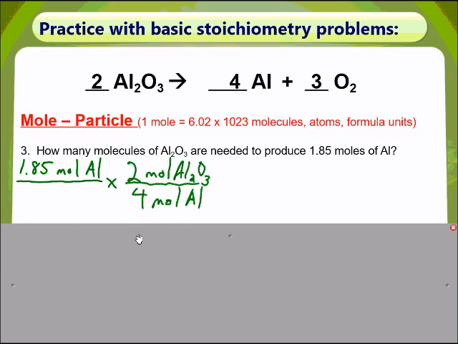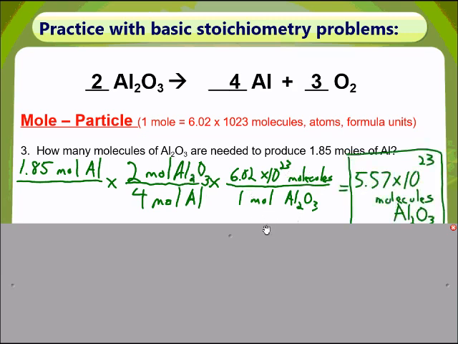So moles of aluminum goes on bottom because that's what we started with. Moles of aluminum oxide on top. We fill in the 2 from here and the 4 goes here. Step 2 is complete. Now, they did ask for molecules of aluminum oxide, so step 3 is necessary. We're going to convert from moles of aluminum oxide to molecules. That means we need our mole to molecule conversion factor, which looks like this. And the only thing left to do is the math. So 1.85 times 2 times 6.02 times 10 to the 23rd, then divide by 4. That gives us 5.57 times 10 to the 23rd molecules of aluminum oxide.